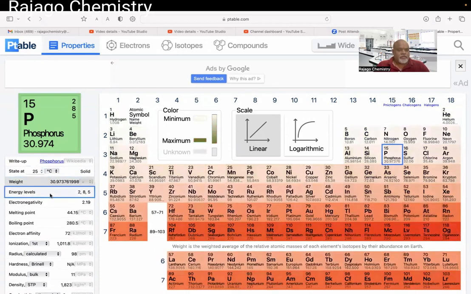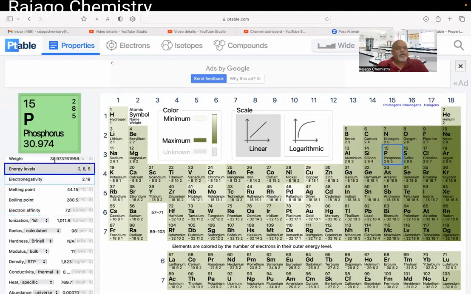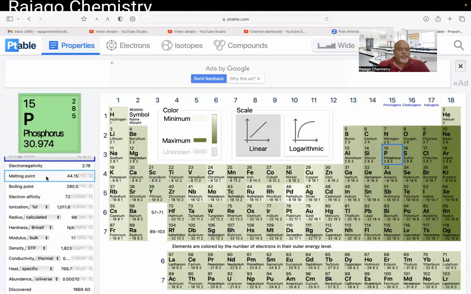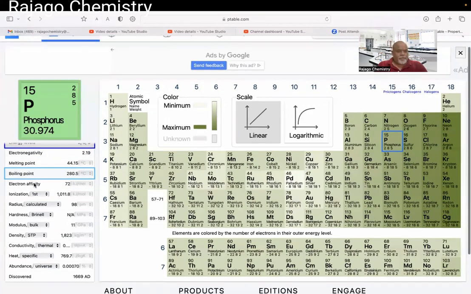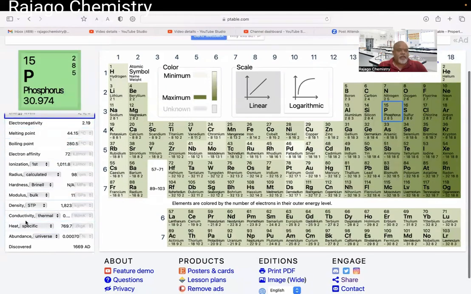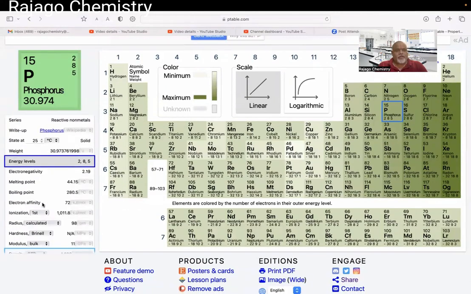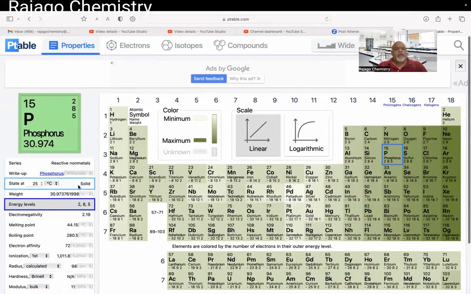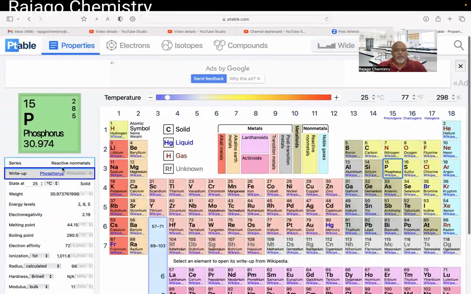And then the weight. We are going to learn more about energy levels and all these properties, electronegativity, and all those things in atomic structure. And what is the meaning of these properties, like electron affinity and ionization energy, further on. But it gives you all the values for all these elements. That's what we have to know.